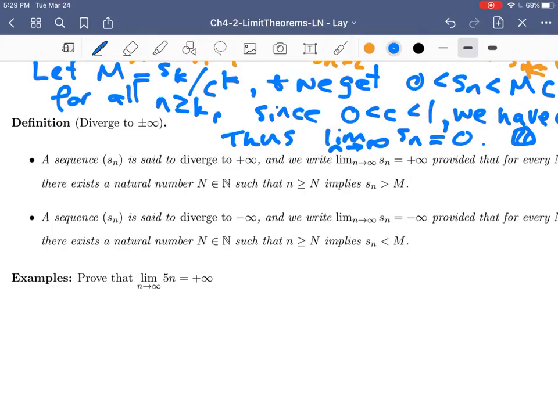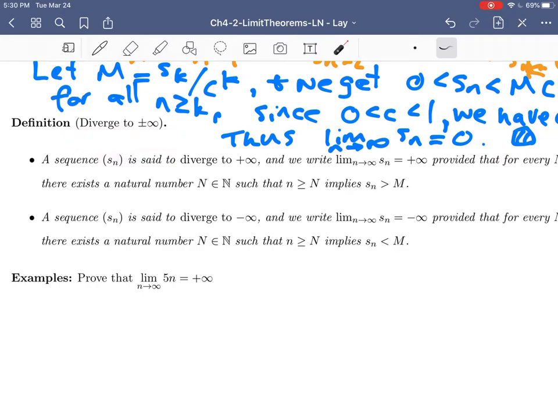In this video, we're going to define what it means to diverge to either positive infinity or to negative infinity, and then we will look at a quick example that will prove one of those. All right, so diverging to positive or negative infinity.